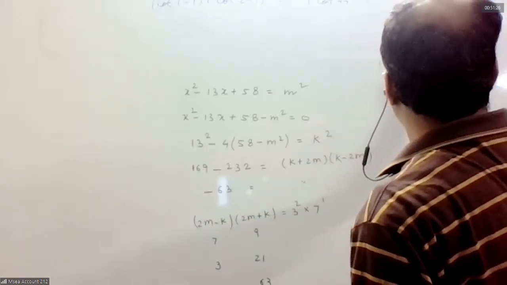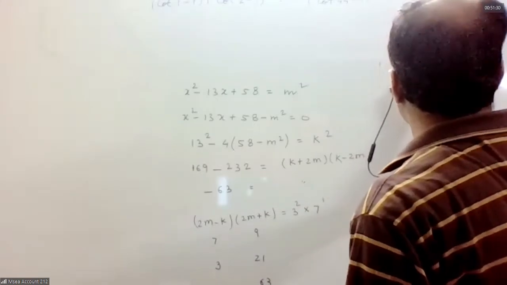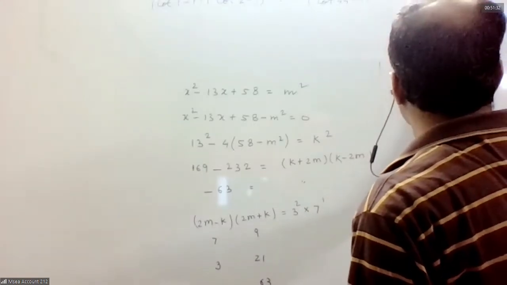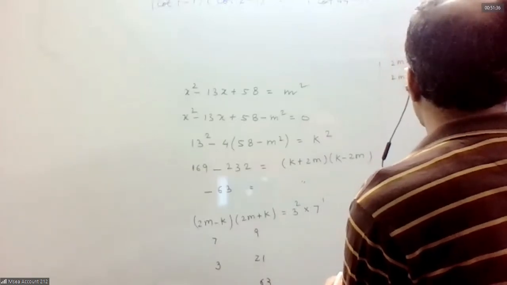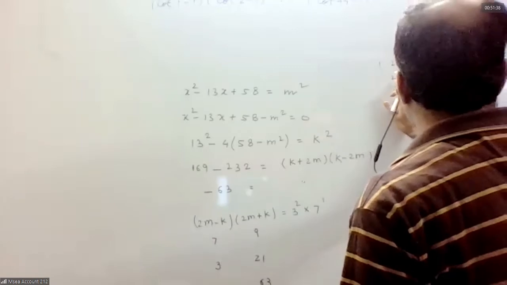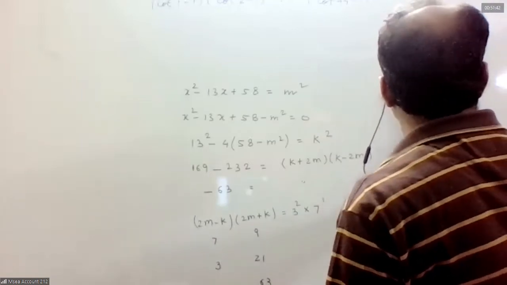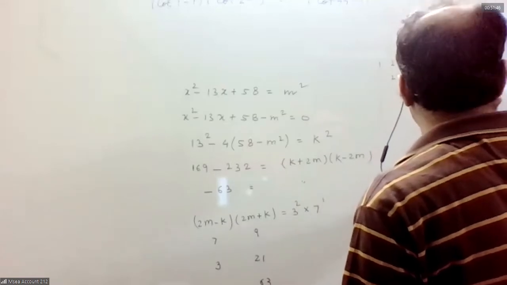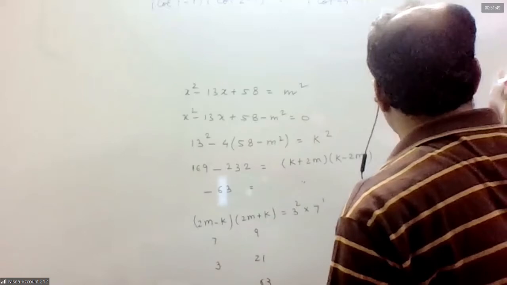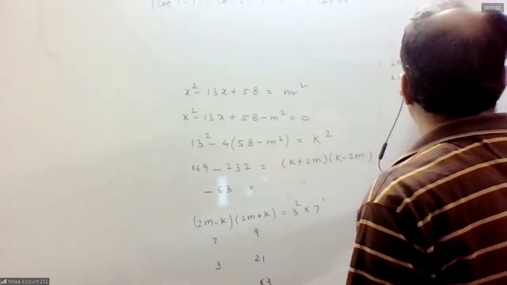M equal to 4. 2m minus k is 7, 4m is 16. M is 4. If m is 4, k is 1. Yes, sir. K also should be integer. We have to check. अच्छा, अगर ये माइनस है तो क्या होता है?